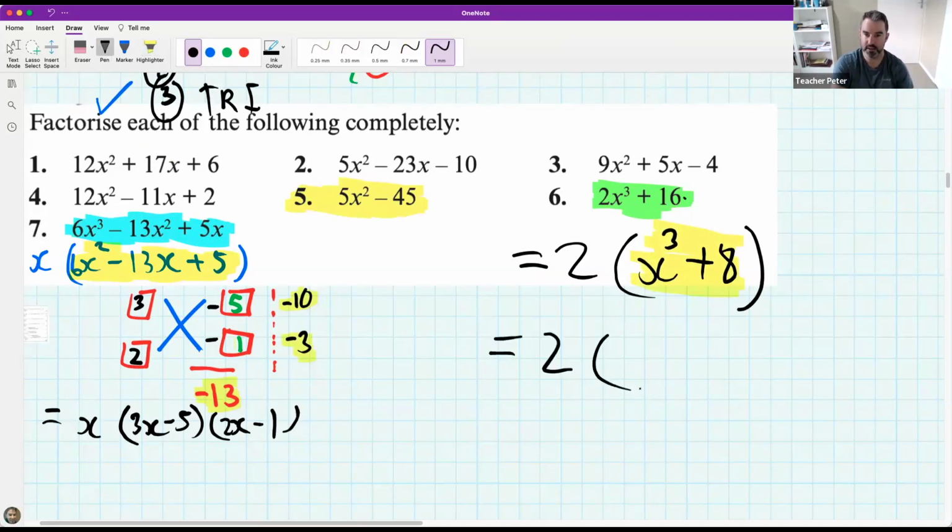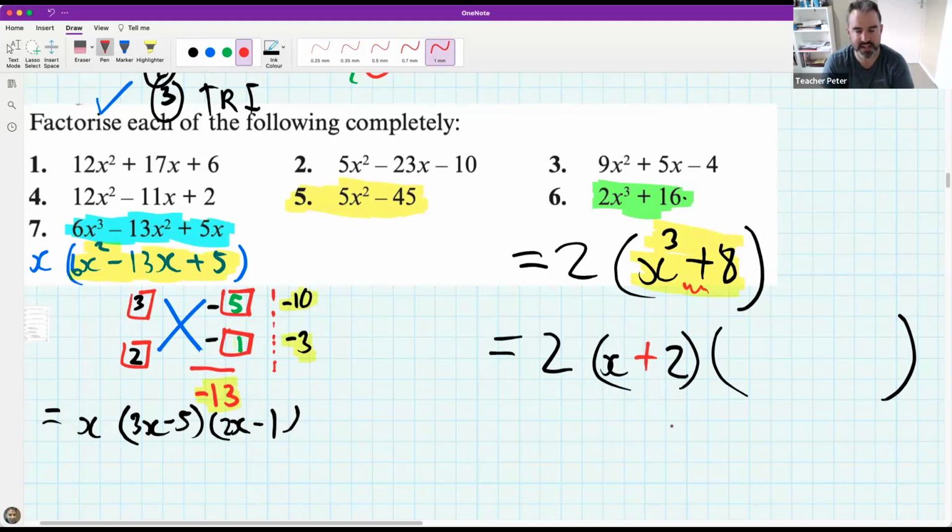Yes, it can be. This is called the sum of 2 cubes. Now, it doesn't get as much attention as the big 3, but it's still important. And the way it works is you say, what is the cube root of the first cube? Cube root of x cubed is x. Then you say, what is the cube root of the second cube? Well, 8. What's the cube root of 8? It's 2. Then whatever sign is here, you just write down.